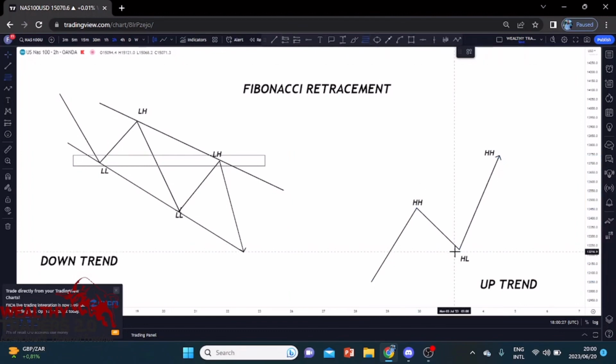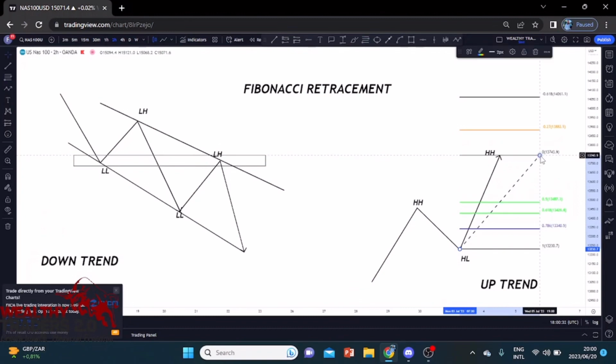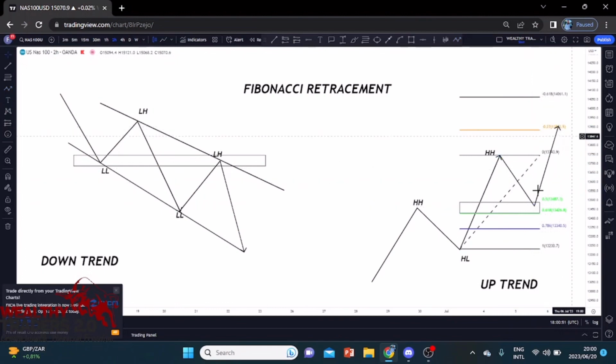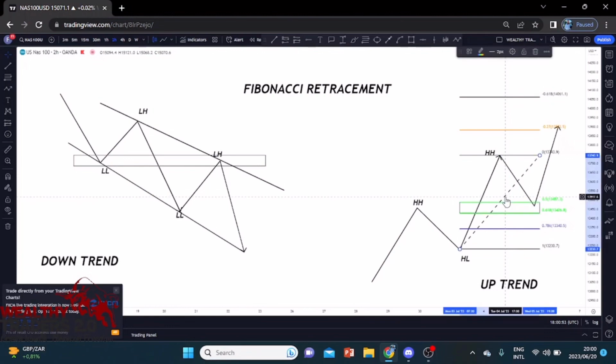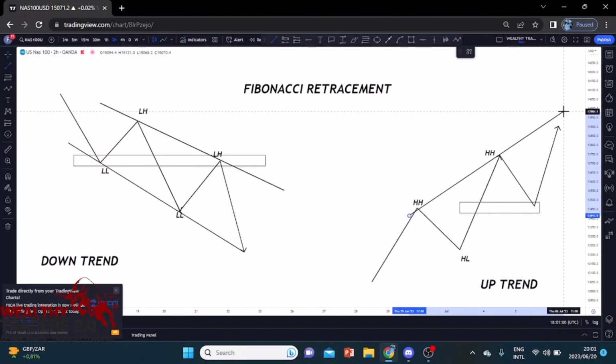So now we're using our Fibonacci from our previous higher low to our current higher high. Then we get our potential higher low, so that we can wait for the market to come here and move straight to the top. So now I can move my Fibonacci and wait for the price to come to where I'm waiting, you see.